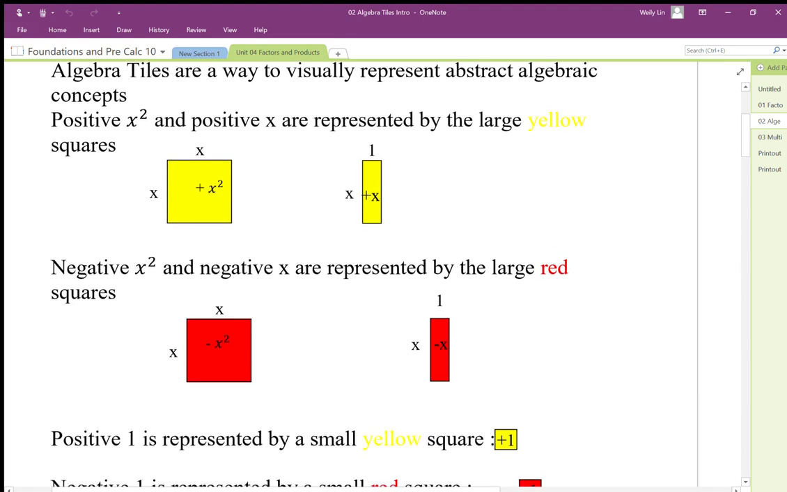And for the negative ones, it's just all going to be the opposite. We're going to have a length of x, width of x. The area is going to be negative x squared. And here again, the area is negative x squared. The length is 1, width is x.